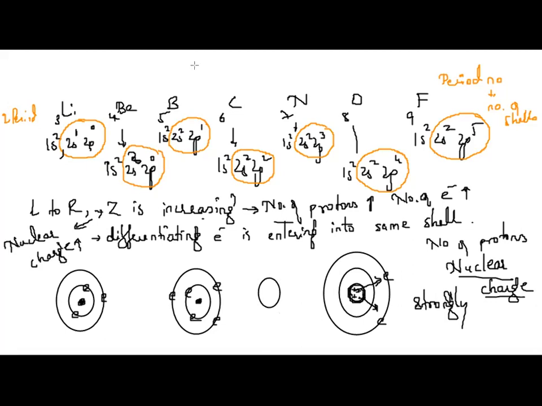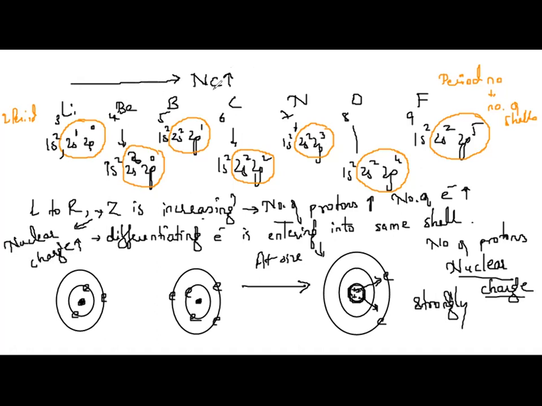It will pull the electrons more strongly as the nuclear charge increases. Therefore, the atomic size decreases when you move from left to right in the periodic table. So how do I explain this? Due to successive increase in the nuclear charge across, when you move from left to right, nuclear charge is increasing and the electron is being added to the same shell. There is no addition of new shells. So in each element of a given period, the last electron is added to the same shell.